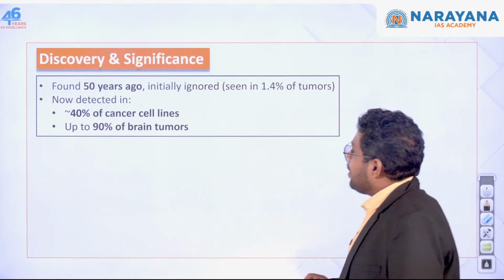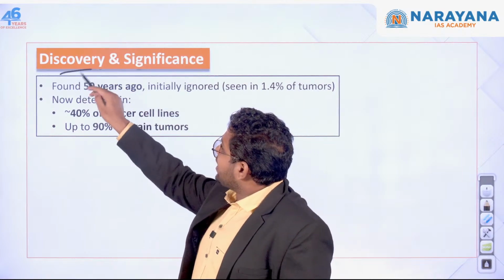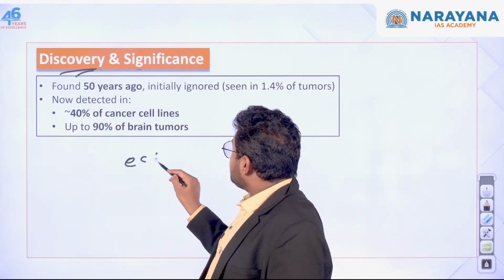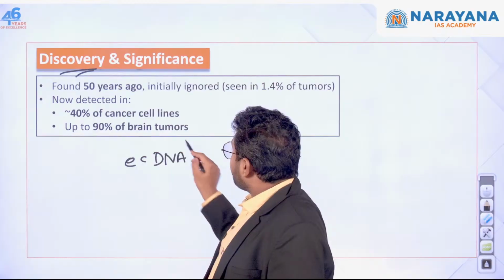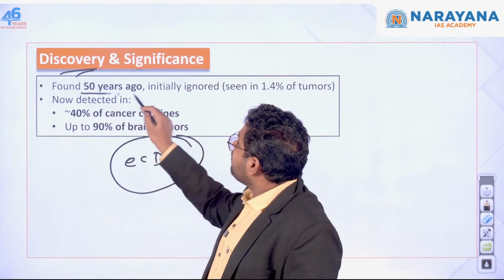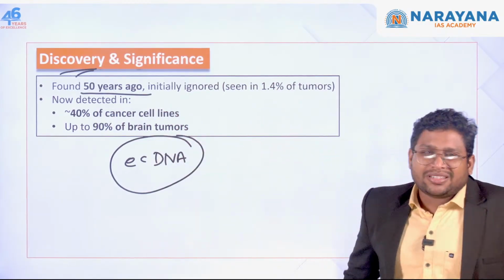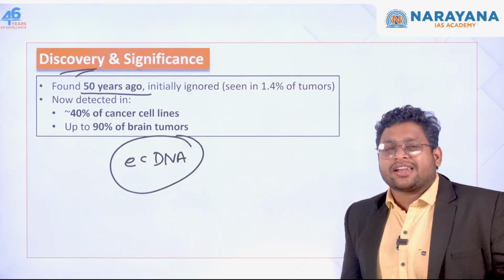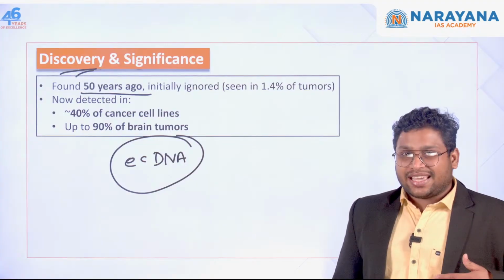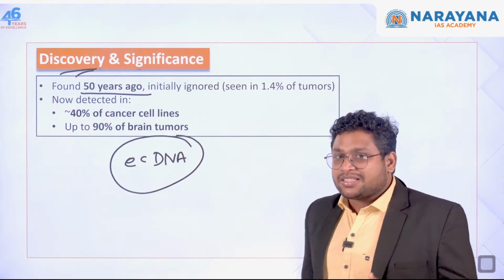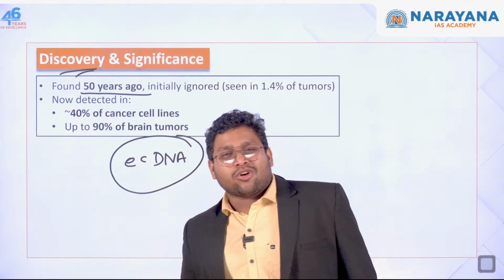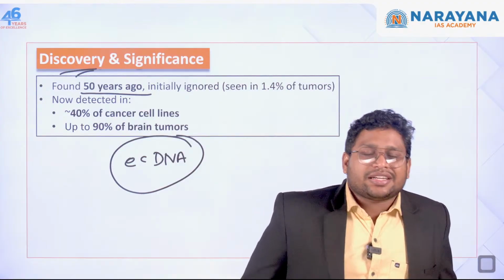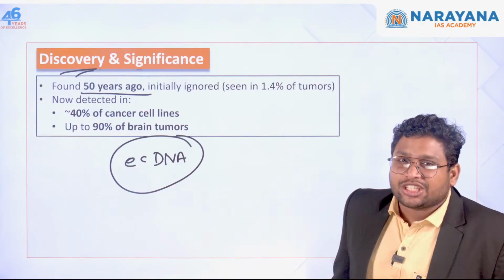Now, what is so specific about it? This extra chromosomal DNA, ecDNA, was found 50 years ago. But scientists thought this is not so important. It is so rare. They found cases wherein a person has this ecDNA, but that was rare, so they didn't give much focus or attention to it.